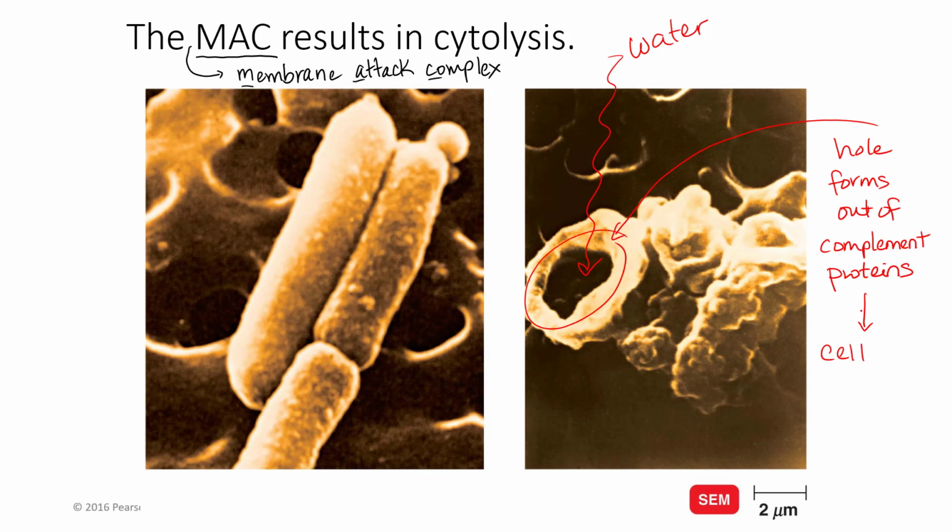So the cell, and then usually this is gram-negative. We're talking about gram-negative bacteria, for example, as the target. So the gram-negative bacteria gets a big hole in its wall. That's not a good thing for the bacteria, but a good thing for us because it's going to kill the bacteria. So we get cell death, or what we call cytolysis.